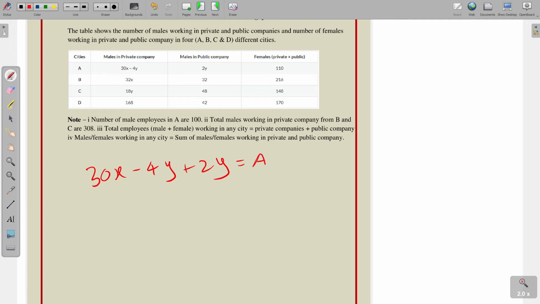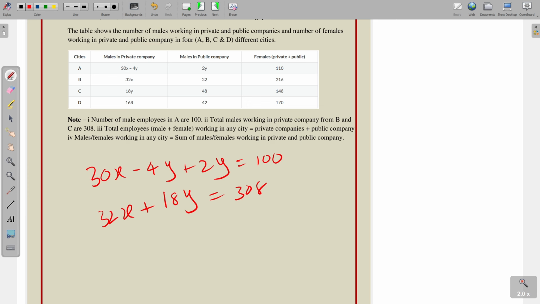This total, the number of male employees in A, is equal to total male working in private company from B and C together. Male private B, according to the given information, 32x, and male private C is 18y, equal to 308. From these two equations, it is 100. From these two equations, first this multiplied by 9 to equate the value of y.